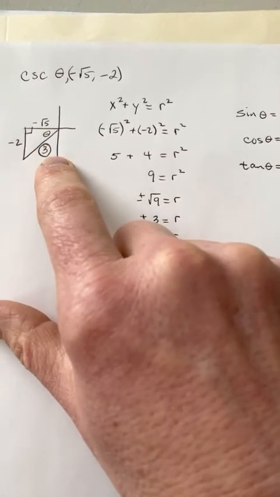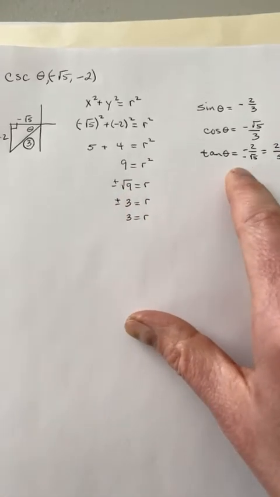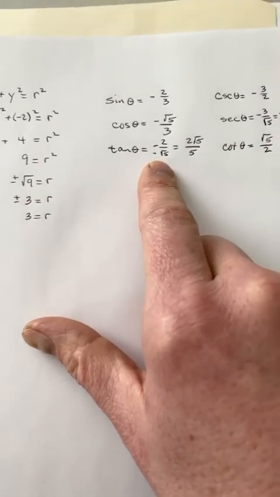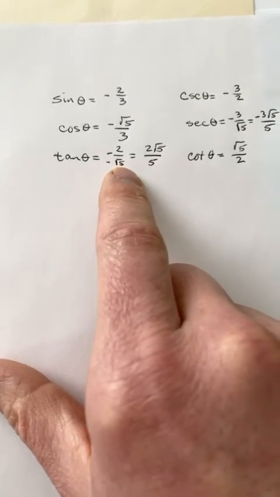And then tangent, I've got to do a little bit of rationalizing here on tangent. So when I set this up, -2 over negative square root of 5, when I do the rationalizing, I end up with positive 2 square roots of 5 over 5.